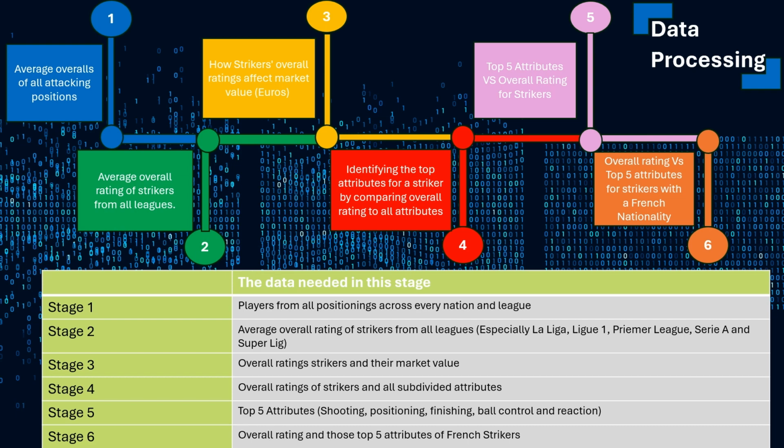Next, we try to identify the top attributes for a striker by comparing overall rating to all attributes. So we need all of the subdivided attributes of each statistic of a player. After that, we want to compare the top 5 attributes and overall rating for strikers, which are shooting, positioning, finishing, ball control, and reaction. Last but not least, we want to compare the data as in the previous stage, but this time we mainly focus on French strikers.